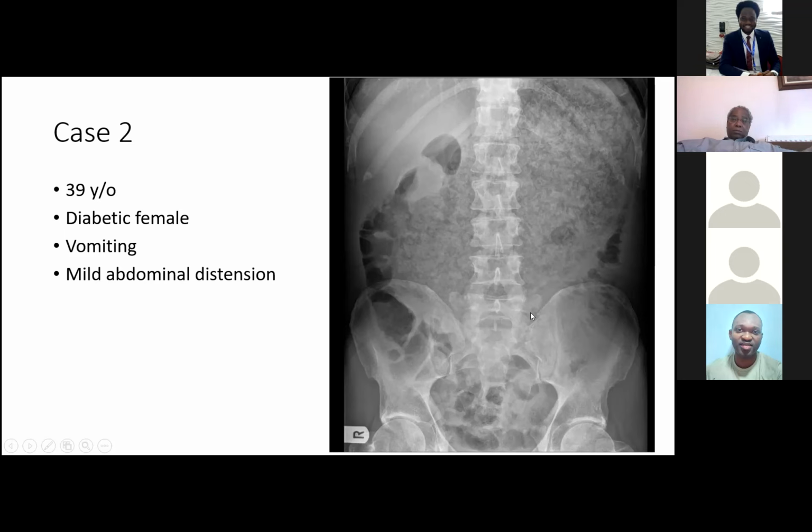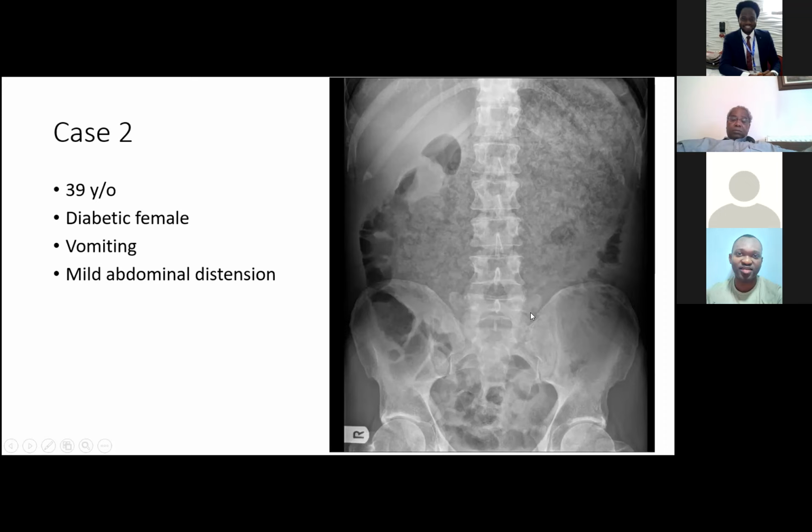Excellent, good. And based on that history, do you have any ideas as to what might be causing this? As you rightly said, it's got this mottled appearance. It is markedly distended. Any clues as to what might be causing this in a diabetic female? Probably she has some gastroparesis affecting gastric emptying. Probably she has some gastric outlet obstruction, also possibly from pancreatic disease.